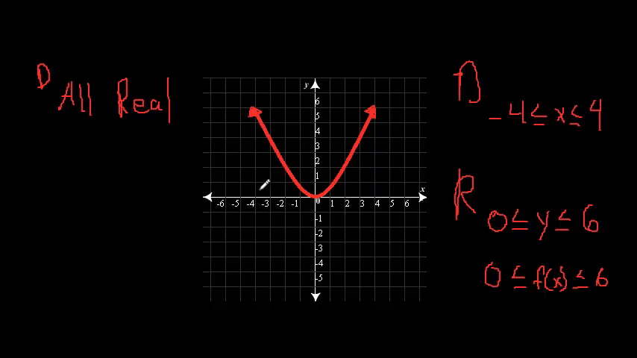My range, however, doesn't go below this 0 for y. But it looks like I do go on up forever. So my range in this case is that y will be greater than or equal to 0, since I start at 0 and go up as far as I possibly can. So this is our domain and range for functions. It's just our input, another word for domain, and our output, another word for range.